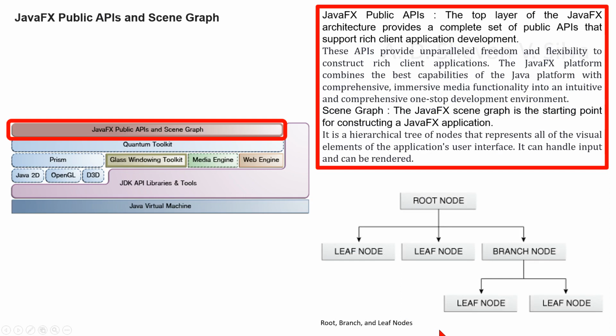Here you can see root, branch and leaf nodes. This figure shows a general inheritance diagram of root, branch and leaf nodes. The root node has 2 leaf nodes and 1 branch node. The branch node has 2 leaf nodes.